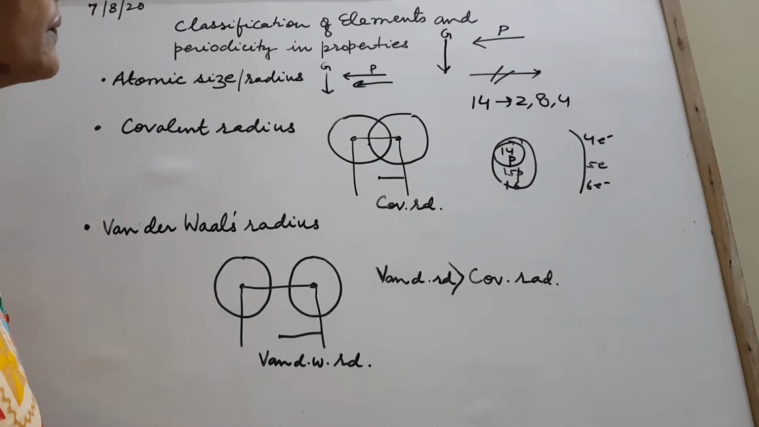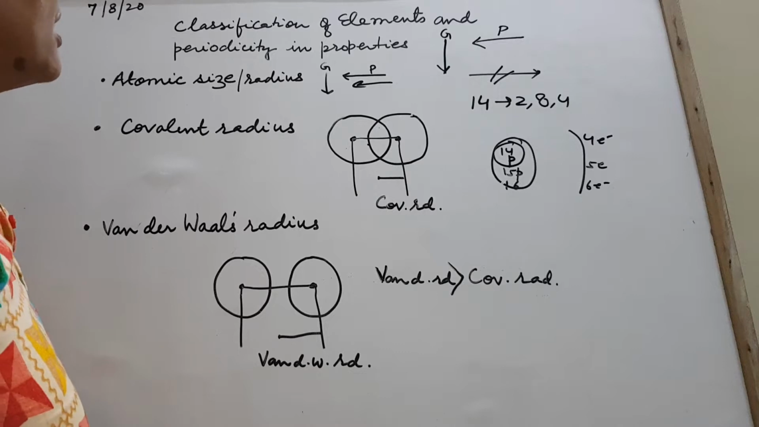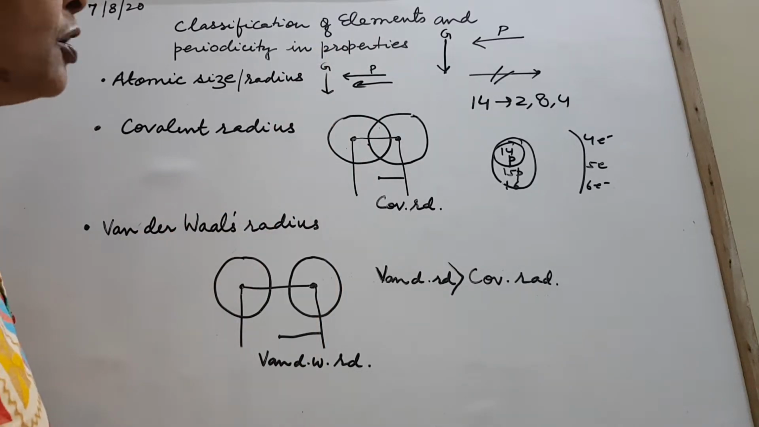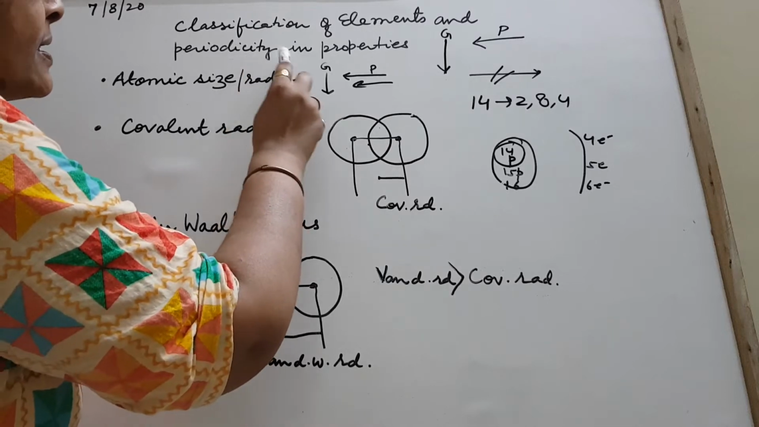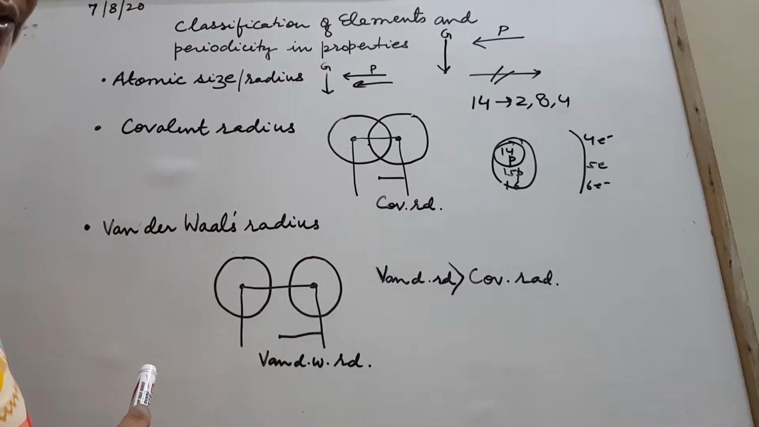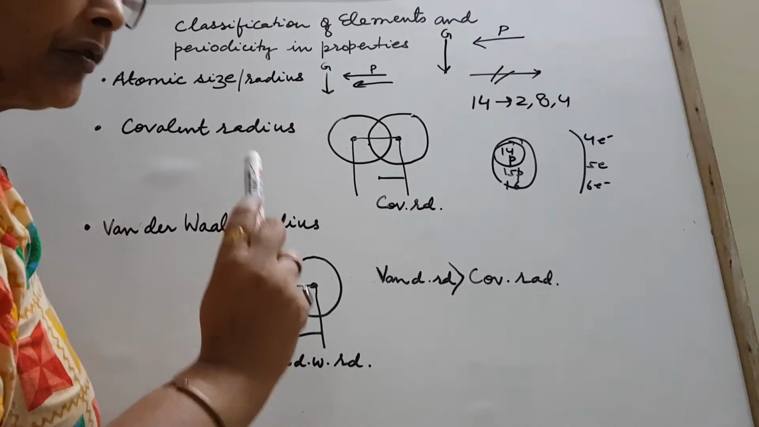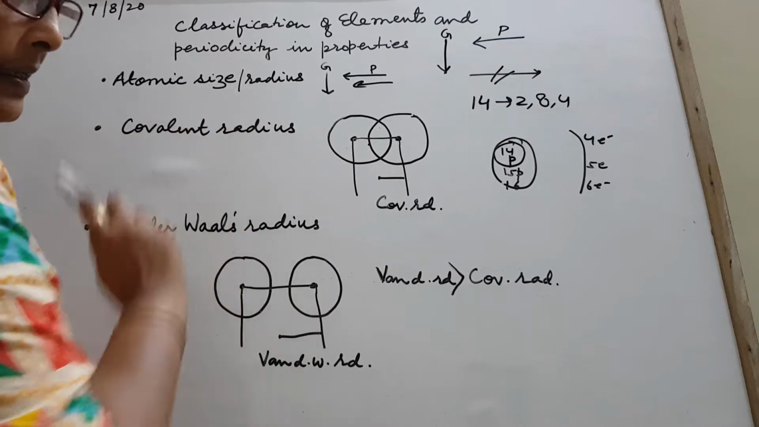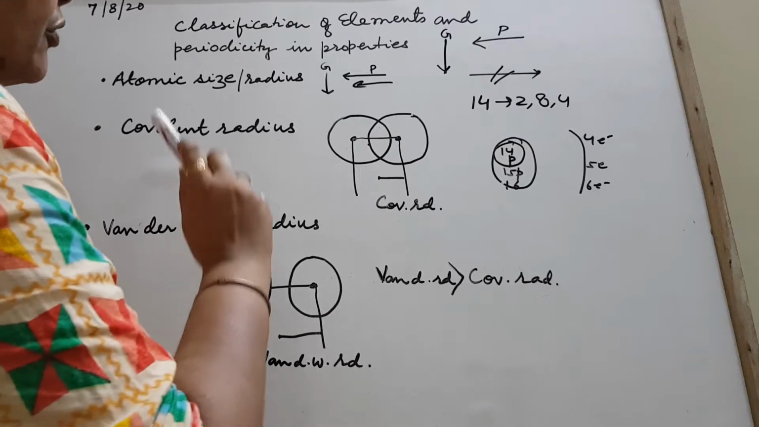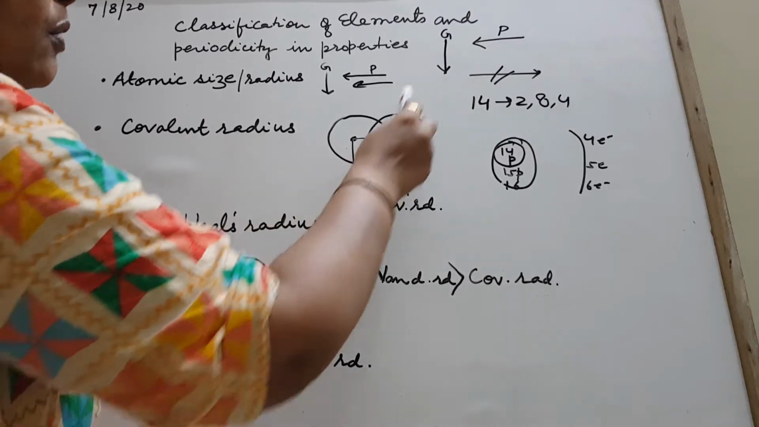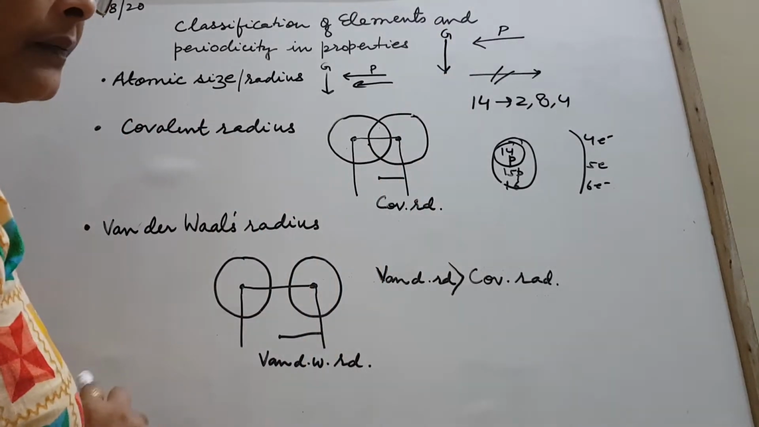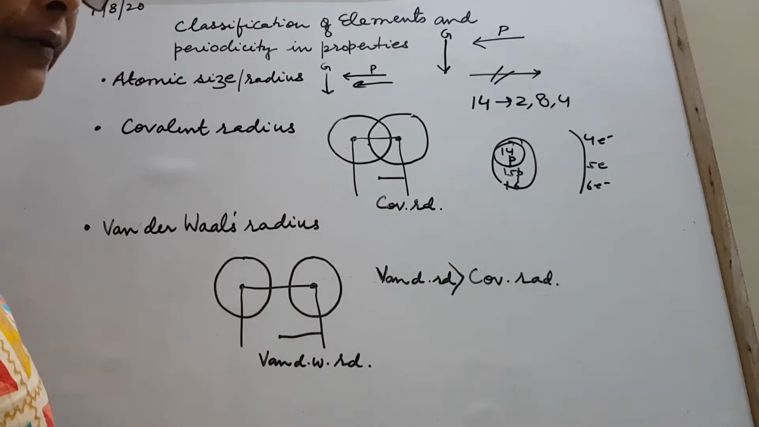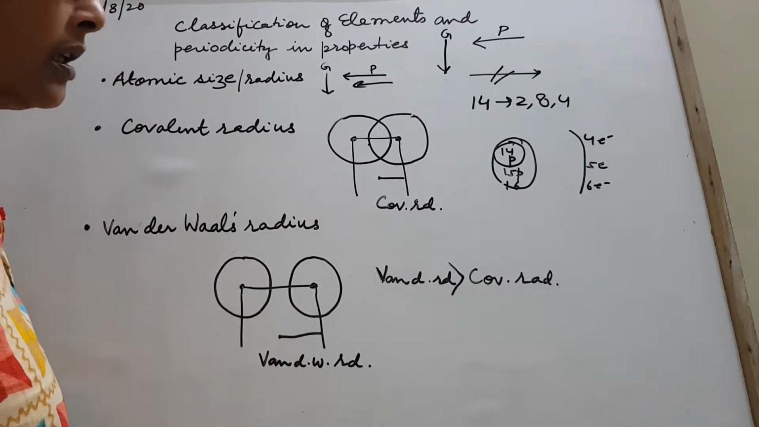Good morning, children. So far, you studied about classification of elements. Today, we will study about periodicity in properties. The first point under this is atomic size. We know atomic size, top to bottom in a group, it goes on increasing. In a period when you move left to right, we all know very well, the size goes on decreasing.